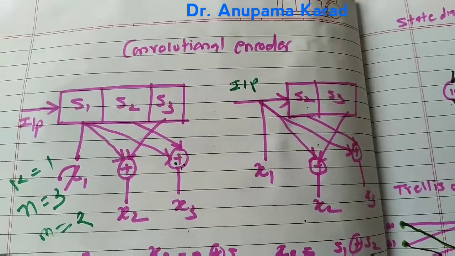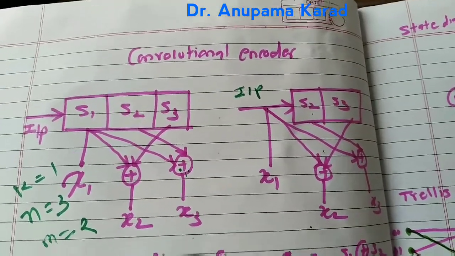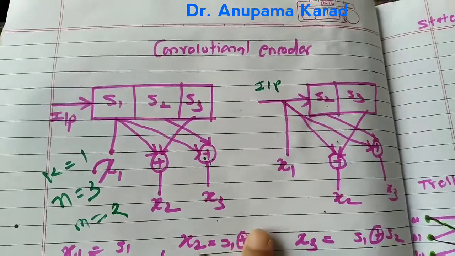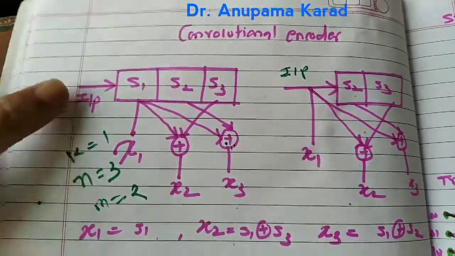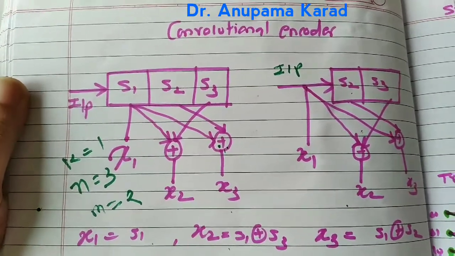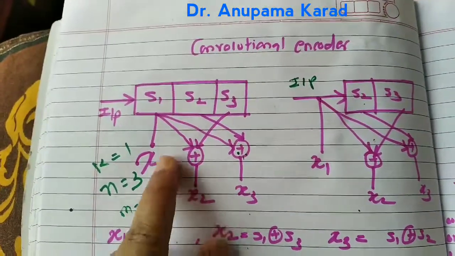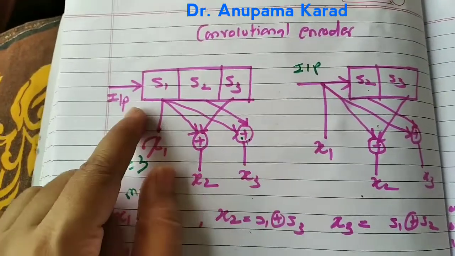Hello students, we will study today convolutional encoder. In convolutional encoder, coded bits are the result of present input and the previous input bits. Here is one diagram for convolutional encoder.